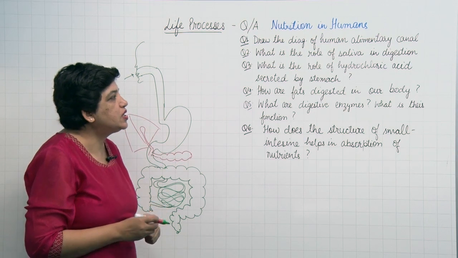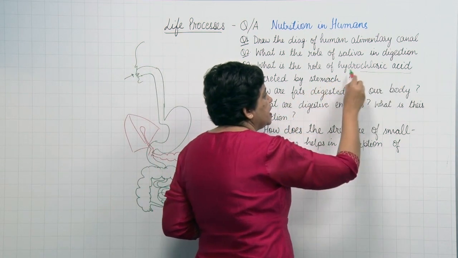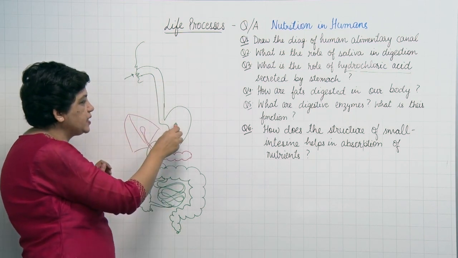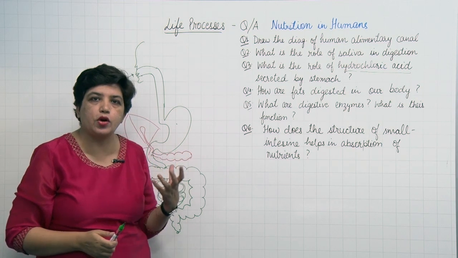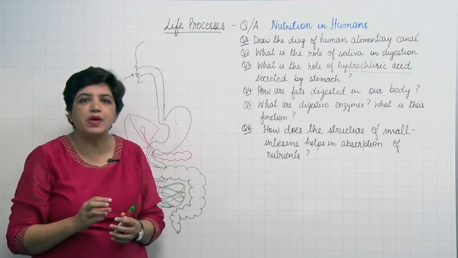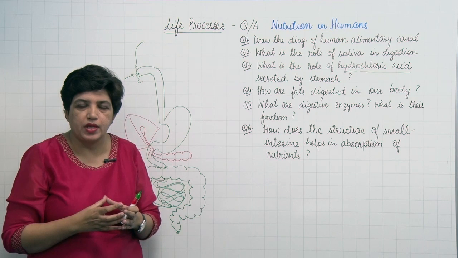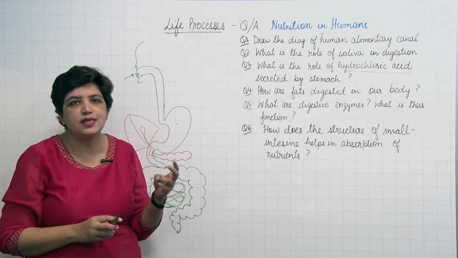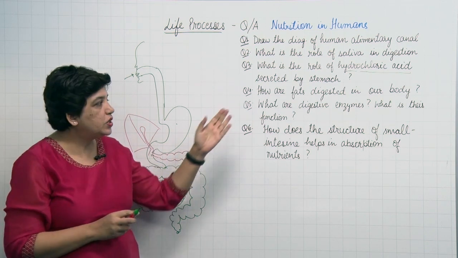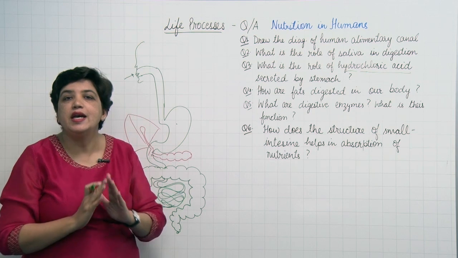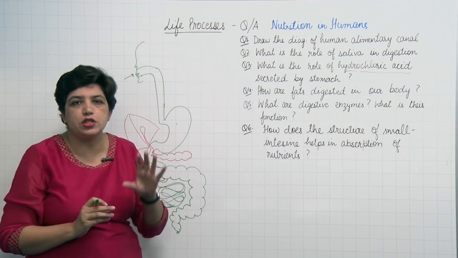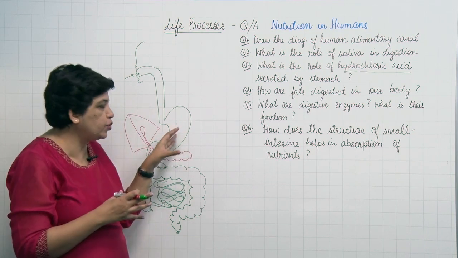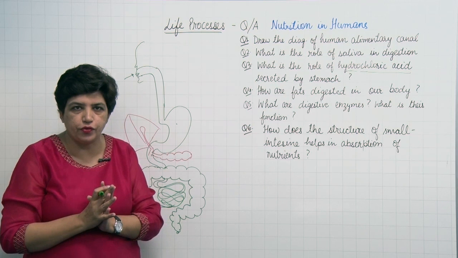Question number 3. What is the role of hydrochloric acid secreted by stomach? As I told you, this esophagus ends up into the C-shaped muscular organ called stomach. Stomach secretes the gastric juices, which contains 3 main components: the hydrochloric acid, mucus, and the enzyme pepsin. So this hydrochloric acid basically, firstly, it kills the bacteria or the pathogens present in the food. Secondly, it softens the food. While the food is being churned in the stomach, it softens the food.